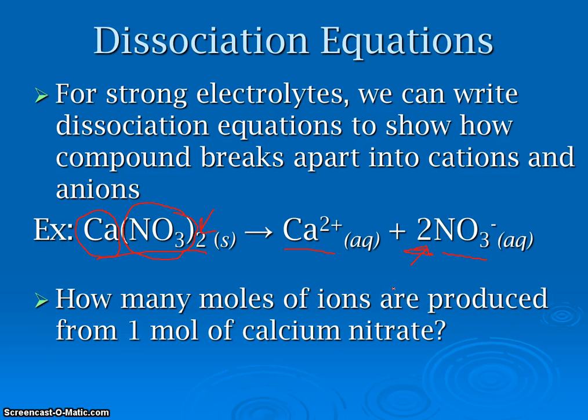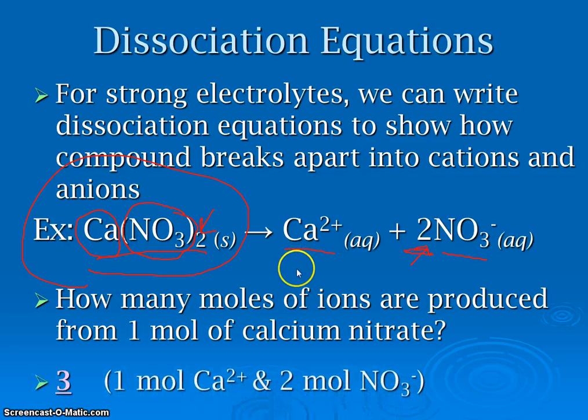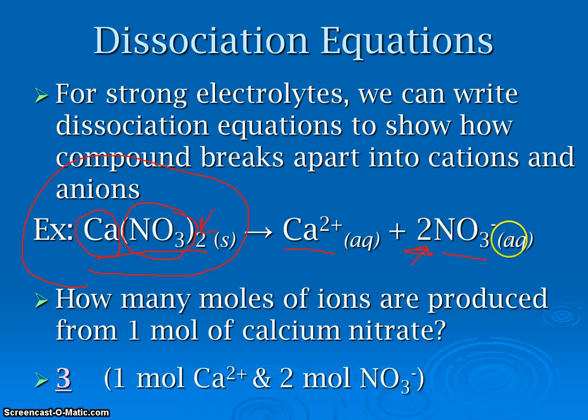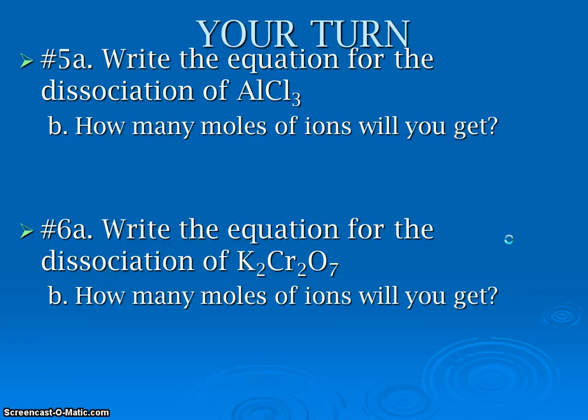Then if I were to ask how many moles of ions I get from 1 mole of calcium nitrate, just look at your coefficients. Every 1 mole of this ionic compound splits apart into 1 calcium and 2 nitrates. So I have 3 individual pieces total. With this as an example, pause the podcast and see if you can do a couple on your own.